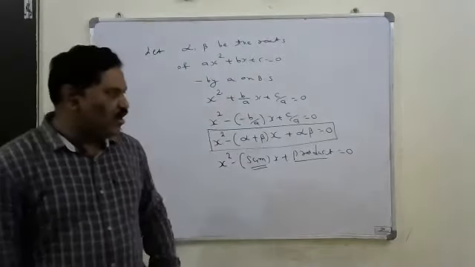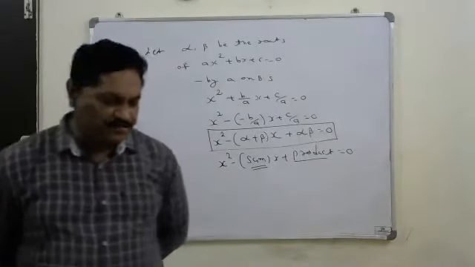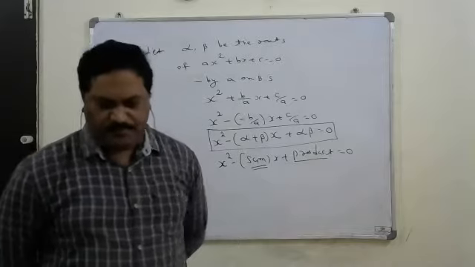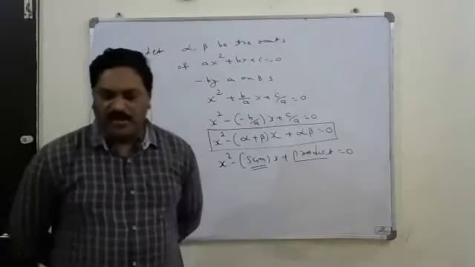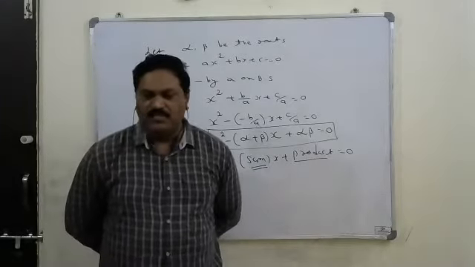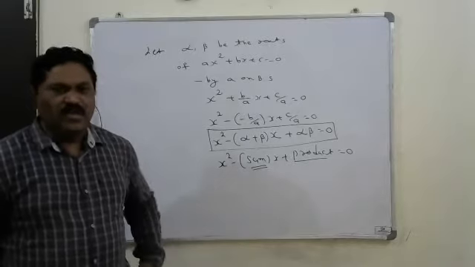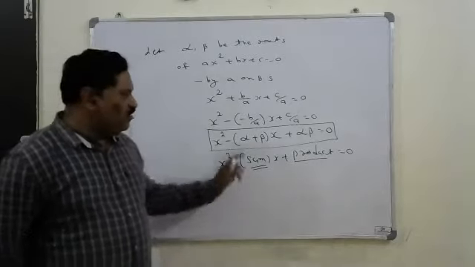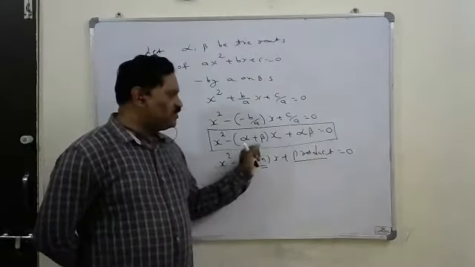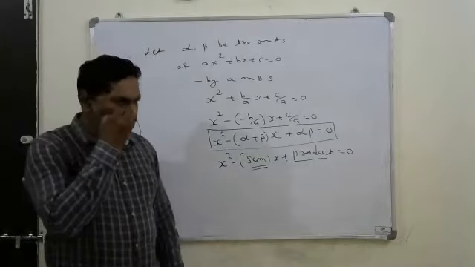So if alpha comma beta are the roots, then the quadratic equation is x square minus of alpha plus beta into x plus alpha beta is equal to 0.